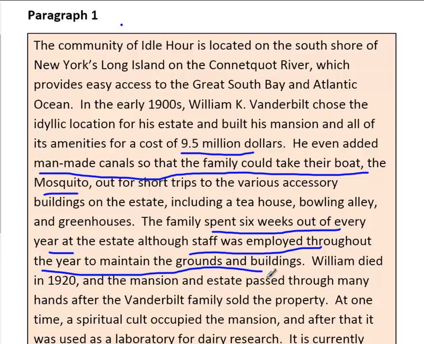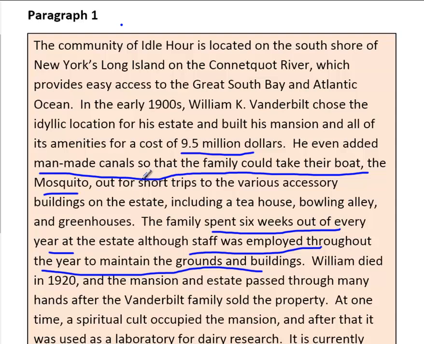Statement number 6 was that the Vanderbilts probably used Idlehour during the summer months. My background knowledge tells me that New York can get very cold in the winter, and the facts of the story tell me that the family only visited the estate for 6 weeks out of the year, and we know that they enjoyed using their boat when they were there, so it seems logical to infer that this statement's a yes. Statement number 7 said that William K. Vanderbilt was very interested in learning about how milk was produced. Now, I don't have any background knowledge about this, but more importantly, there is nothing in the paragraph that suggests this.